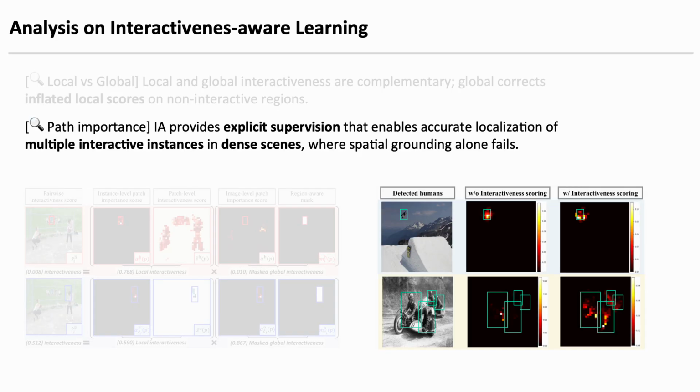In the qualitative analysis of using interactiveness-aware learning, when we do not use it, some interactive people are missed in dance scenes, but after applying it, every interactive individual is correctly localized.